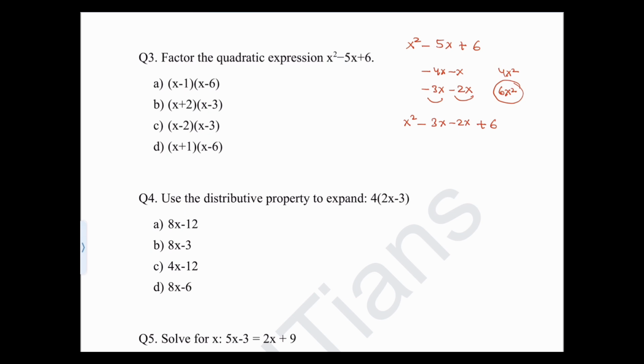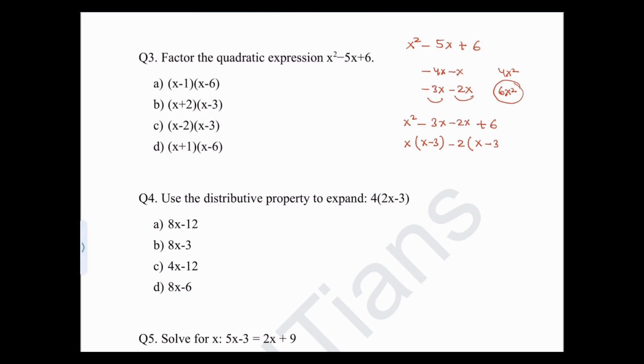Now we can take commons. There is something common between x squared and minus 3x: x is the common thing. So let's take x out. Now we can write it as x times (x minus 3). Similarly, over here we can take something common. Let's take minus 2 common. So we write x, so that minus 2 multiplied with x gives minus 2x. Now we have to get a 6, right? So what should we multiply minus 2 with in order to get 6?